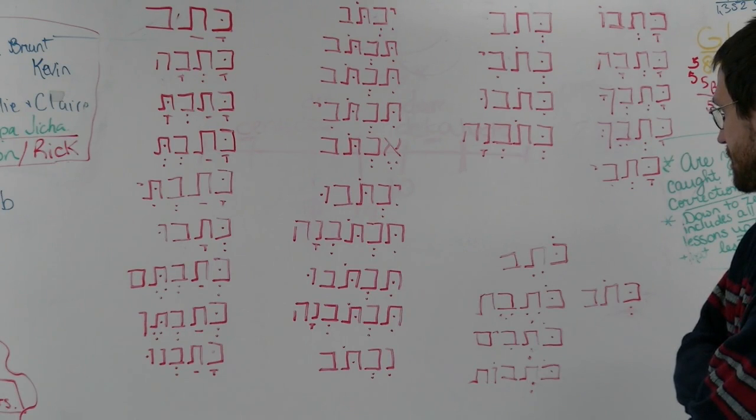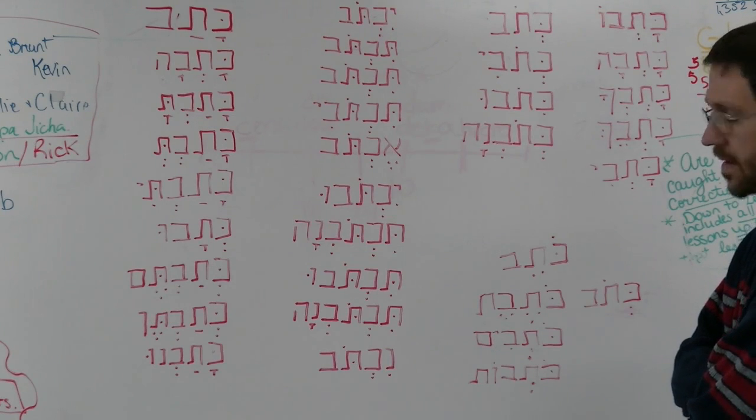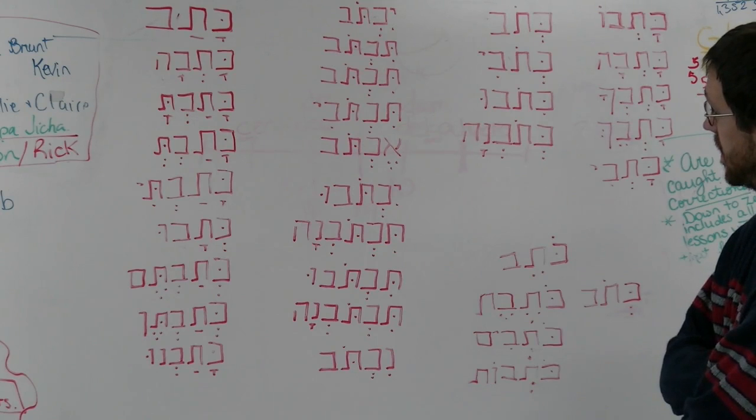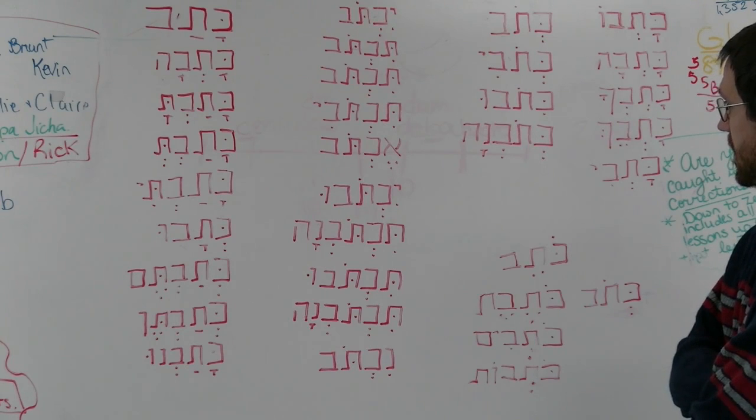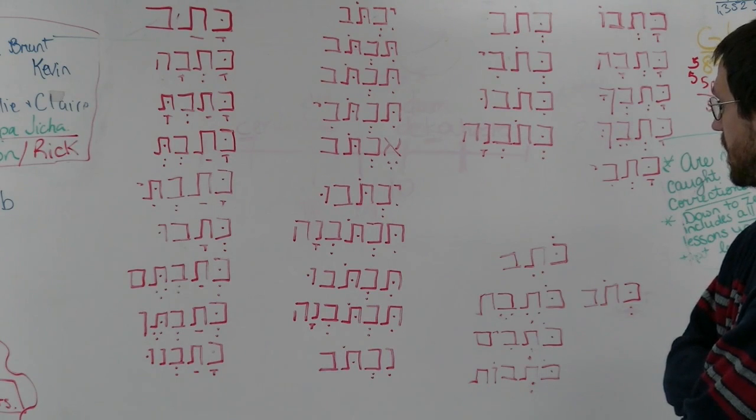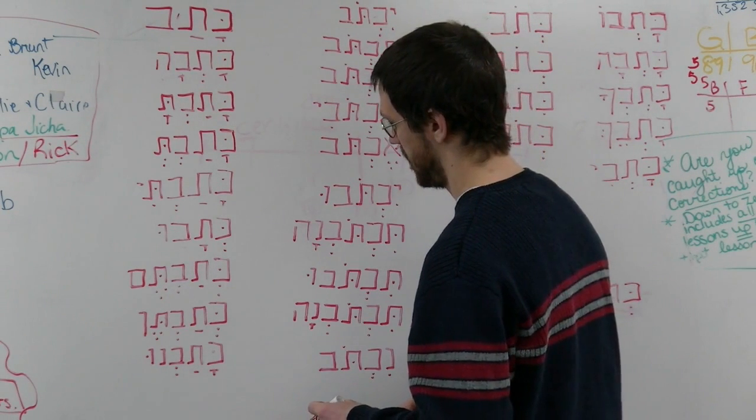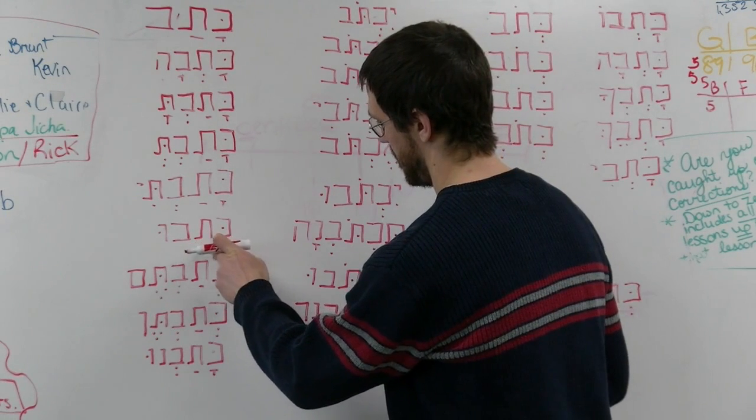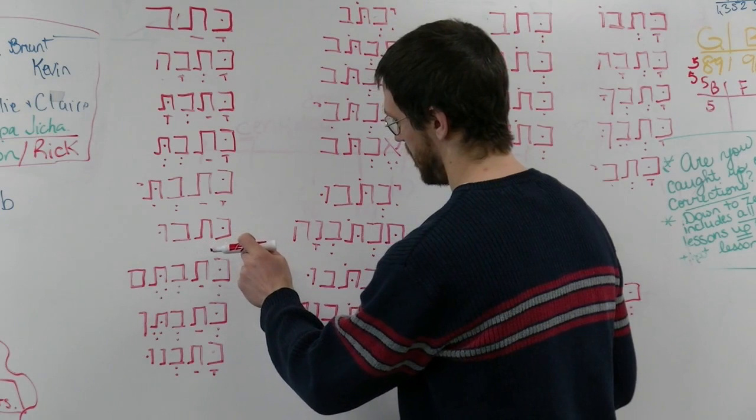So it is kthavtem and kthavten, but what they wrote is not kthavu. And I'm assuming that's a bet, even though it looks like a kaf. It looks like kathaku, but it's kothavu. Kothavu. Kothav, kothava, kothavta, kothavt, kothavti, kothavu, kothavtem, kothavten, kothavnu.